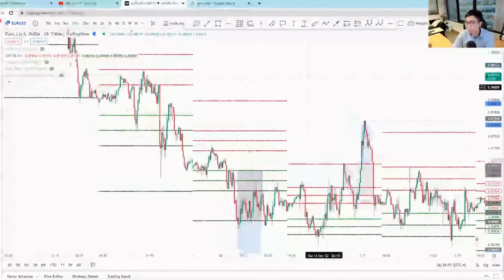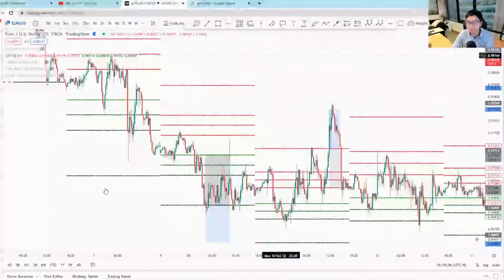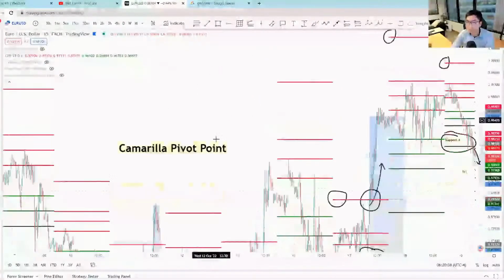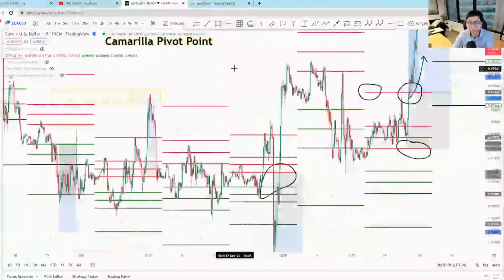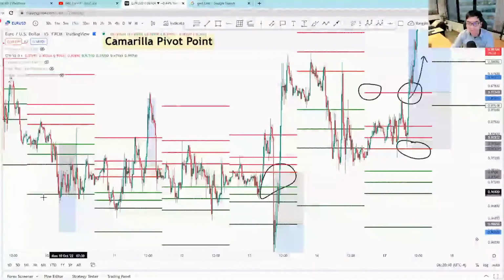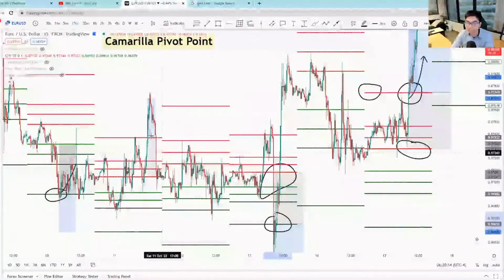Okay, moving up. You can actually see the win rate just following this. The Camarilla pivot point is not that accurate. In this scenario price reversed, and in this scenario price reversed too, going a bit further right before it reversed.